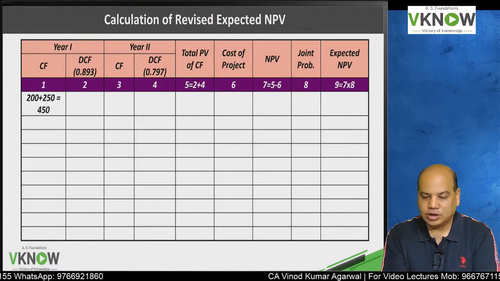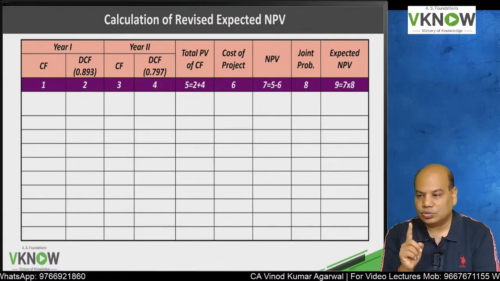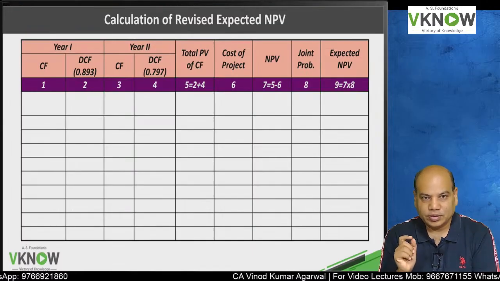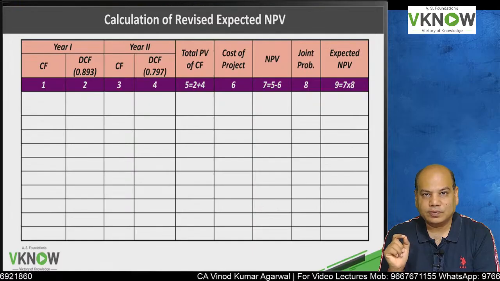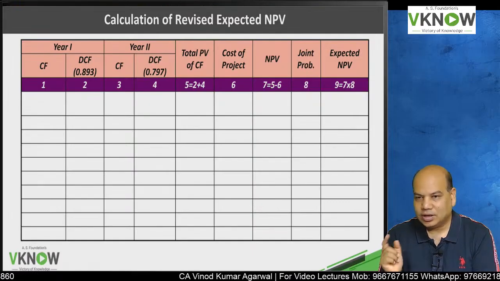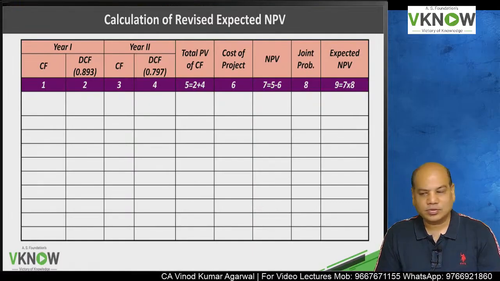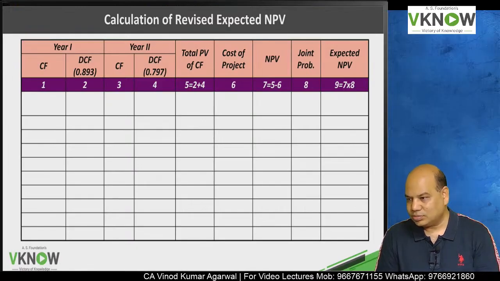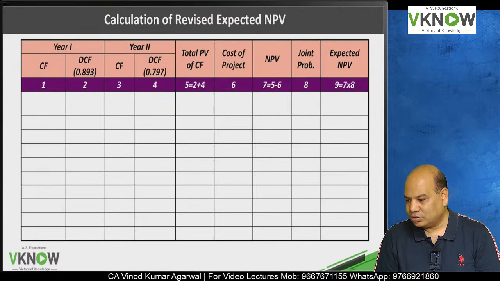Column numbers also write down. Column number 1, 2, 3, 4, 5. 5 is 2 plus 4. 6. 7 equal to 5 minus 6. 8. 9 is equal to 7 into 8.